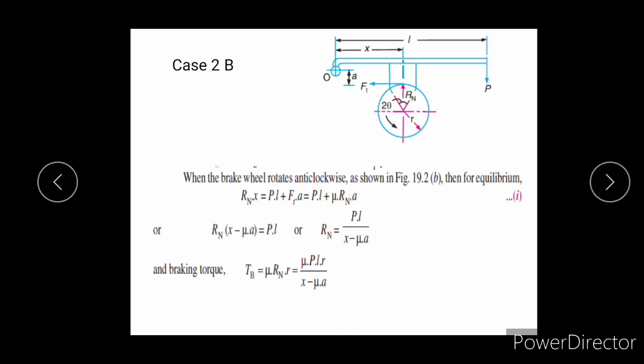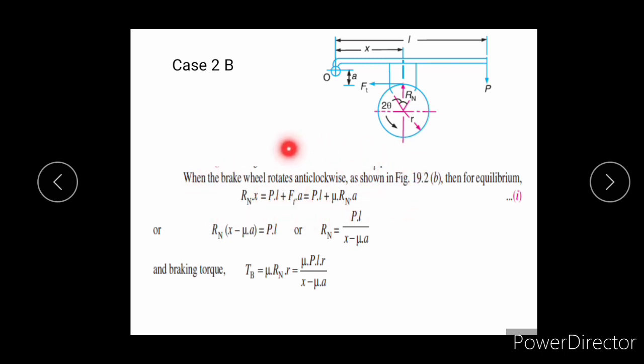P is the applied effort. The wheel is moving in anti-clockwise direction, so the direction of frictional force on the block has been changed and it is in this direction. Look at the direction of the Ft, right? So again taking the moments, so P into L clockwise, Rn into X anti-clockwise, Ft into A, this time is in clockwise direction, so Ft into A will be added with the P into L. So P into L plus Ft into A is equal to Rn into X, right?